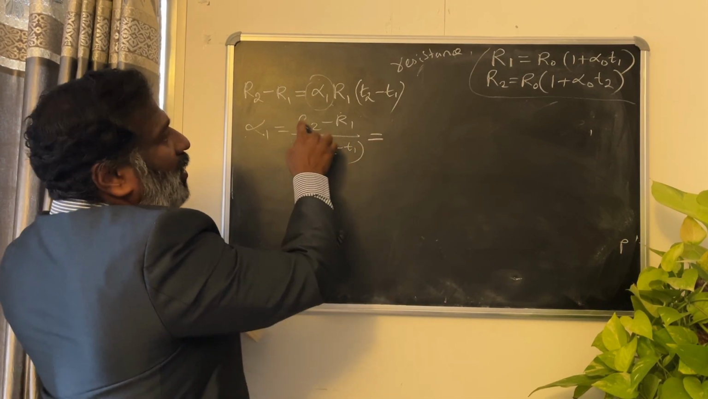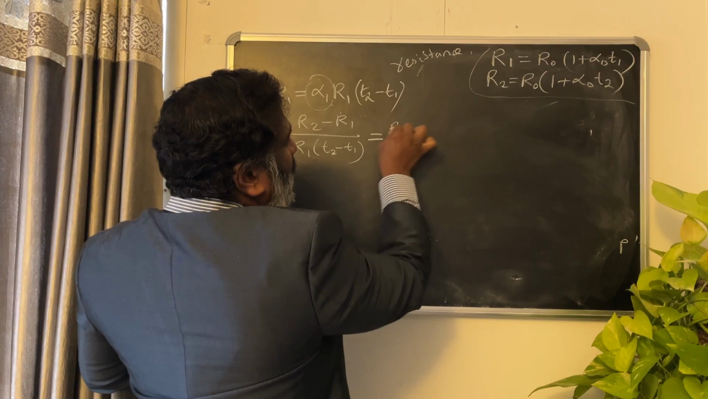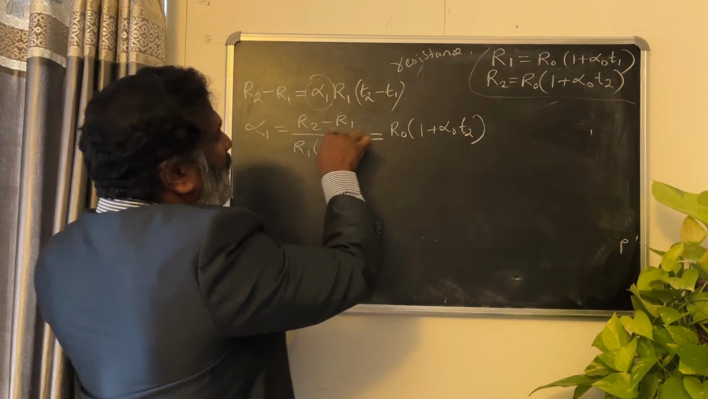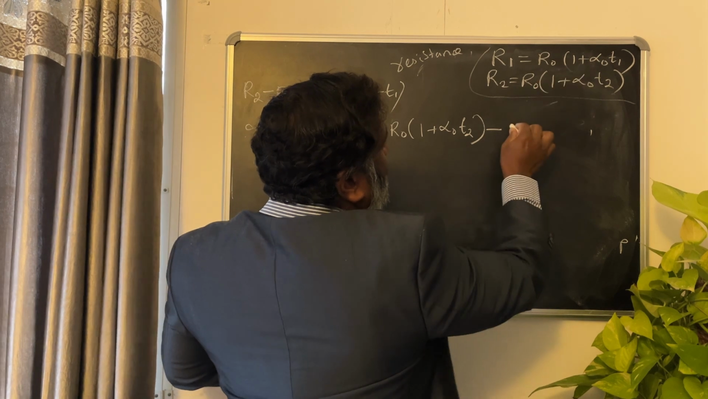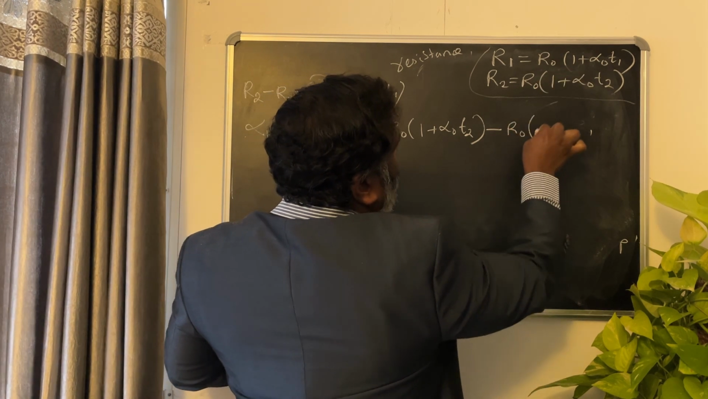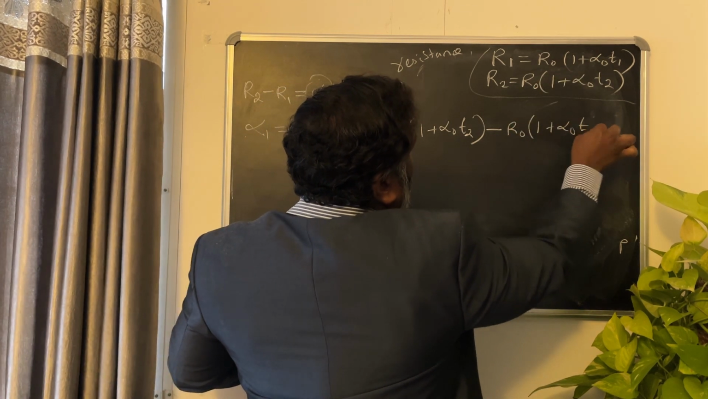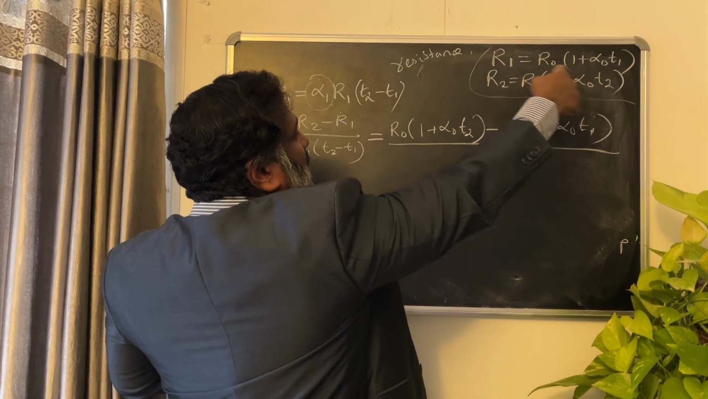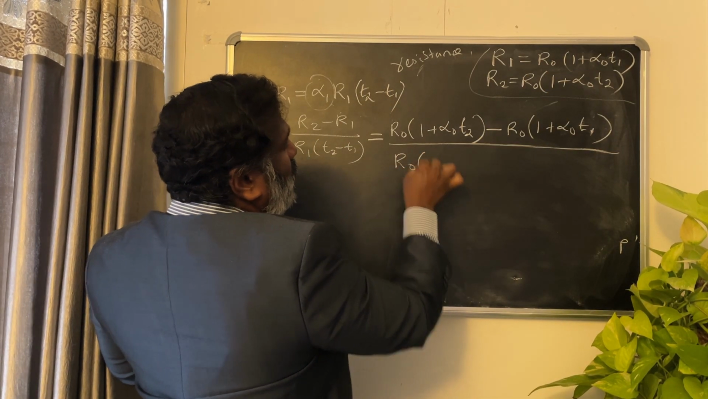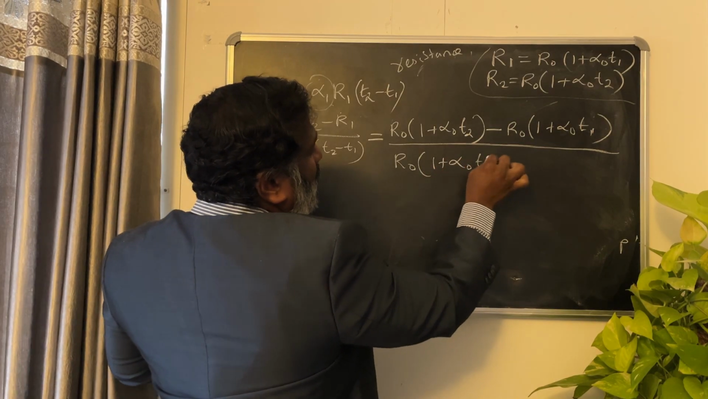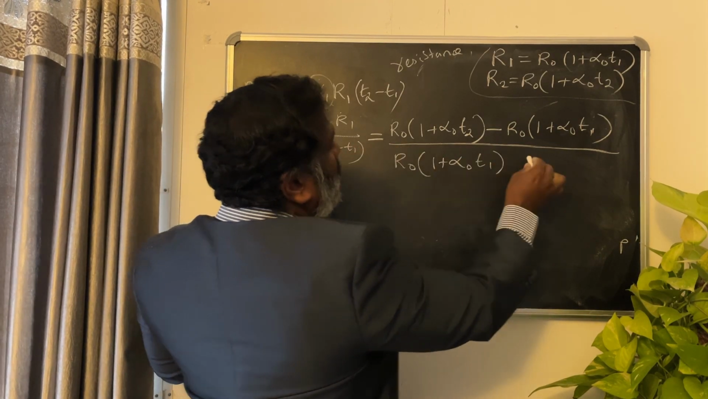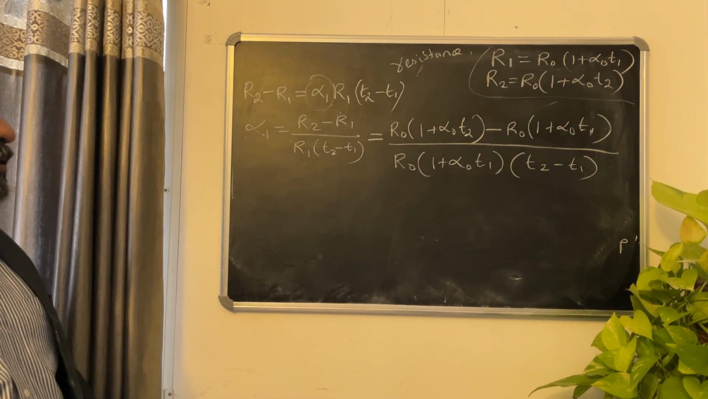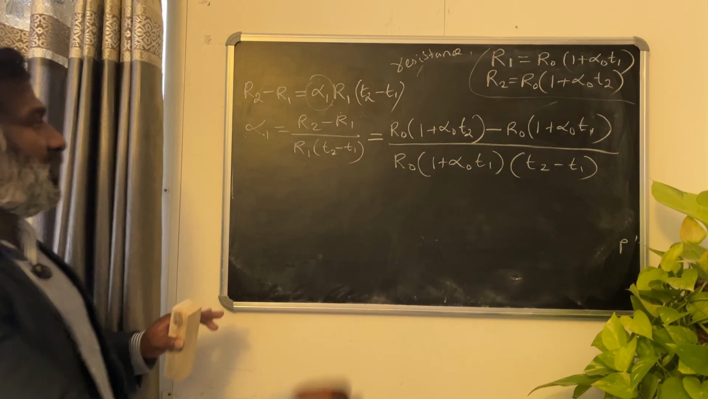So what is R2? R0 into 1 plus alpha 0 T2. Then minus R1. What is R1 in terms of alpha 0? R0 into 1 plus alpha 0 T1, divided by R1. This should also be substituted in terms of alpha 0. R0 into 1 plus alpha 0 T1 into T2 minus T1. Clear? Now we have to simplify this.